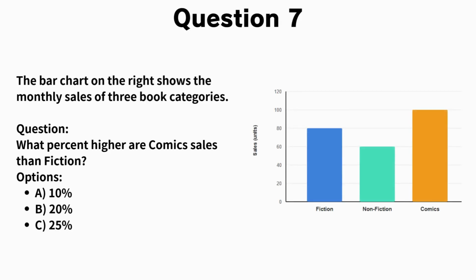Question 7. The bar chart shows the monthly sales of 3 book categories. What % higher are comics sales than fiction?